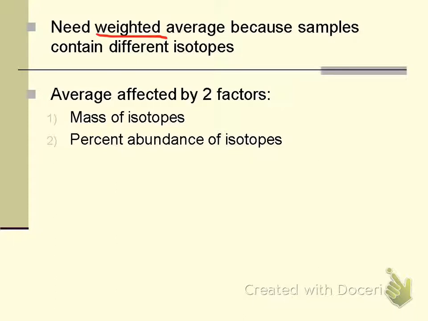And so we're also going to be using a weighted average because not only do we need to know the mass of the isotope, we also need to know what percentage they're worth. So sometimes I might have an isotope that is 90%, and I might have an isotope that's only 10%. The 90% will have a bigger impact on the actual average.